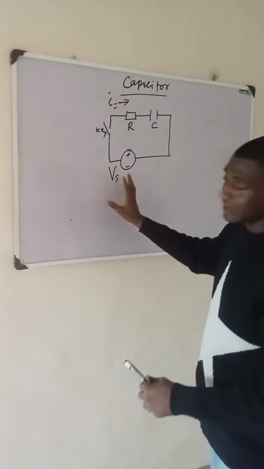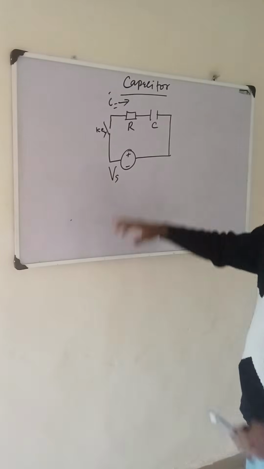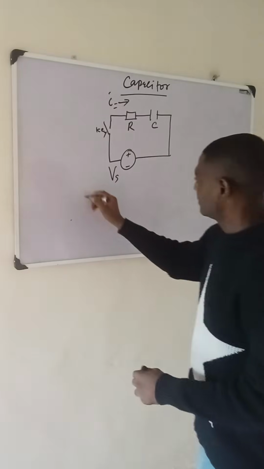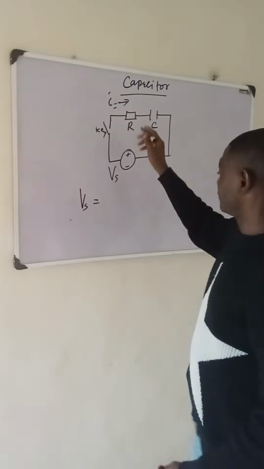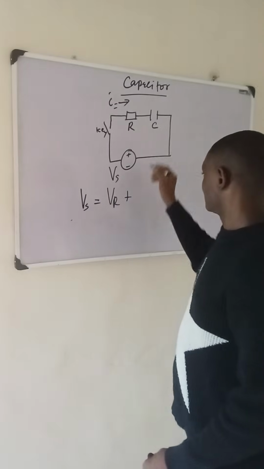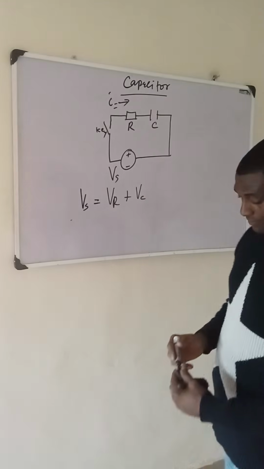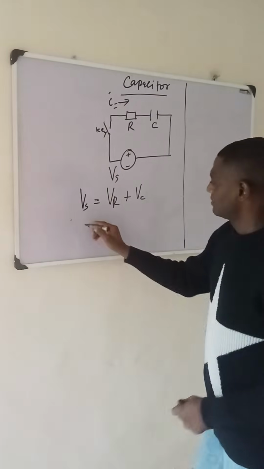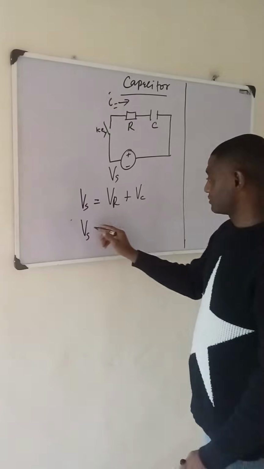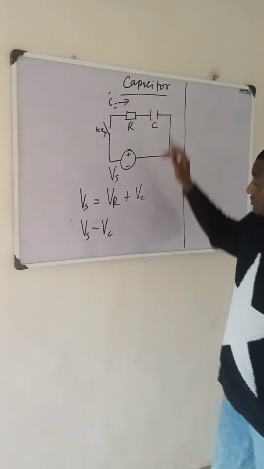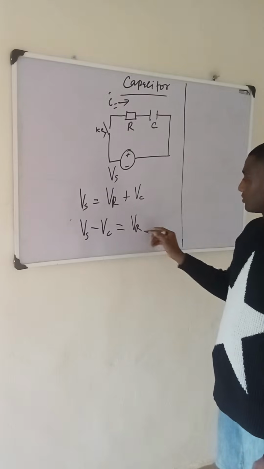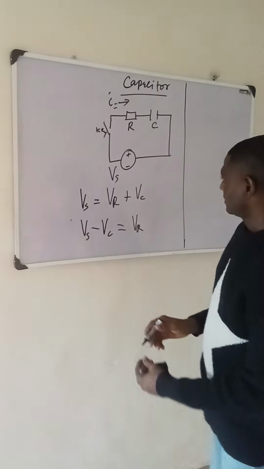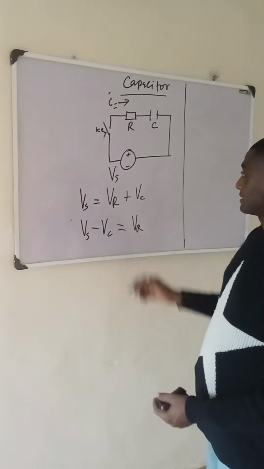If we take the algebraic sum of all the voltages in this system, we will realize that the voltage source is equal to the voltage across the resistor plus the voltage across the capacitor. Okay? So from here, we can see that the voltage source minus the voltage across the capacitor will give us the voltage drop across the resistor. Okay, if we agree up to this point, I want you to realize something.